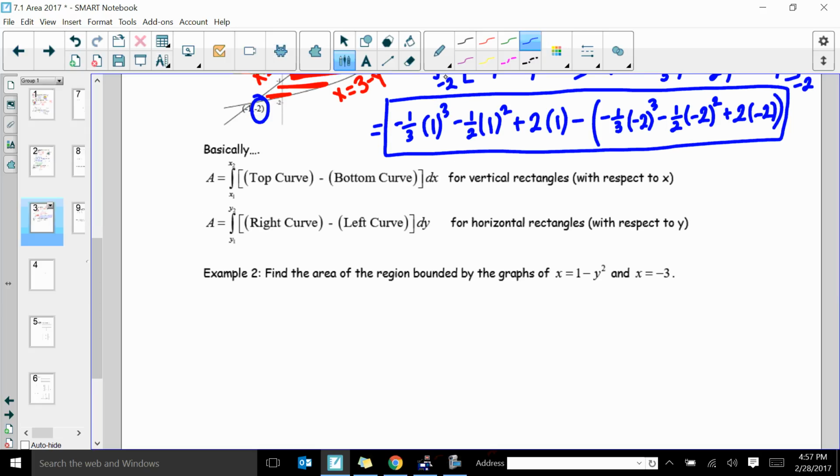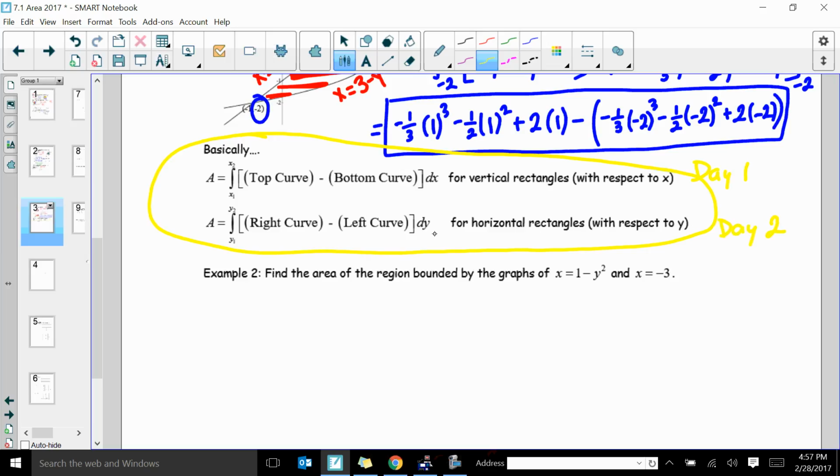So this right here I really like because it basically outlines the two lessons, okay? If you have something for vertical rectangles with respect to x, that's what we did day 1. Okay, you're going to do top curve minus bottom curve, you'll have the dx, you'll have the x values. But for some problems, it's easier to do it this way with respect to y. We're going to practice this a little bit more today, day 2. Right minus left, and you have the y values there. So everything's in terms of y. Okay, so let's look at this next one.